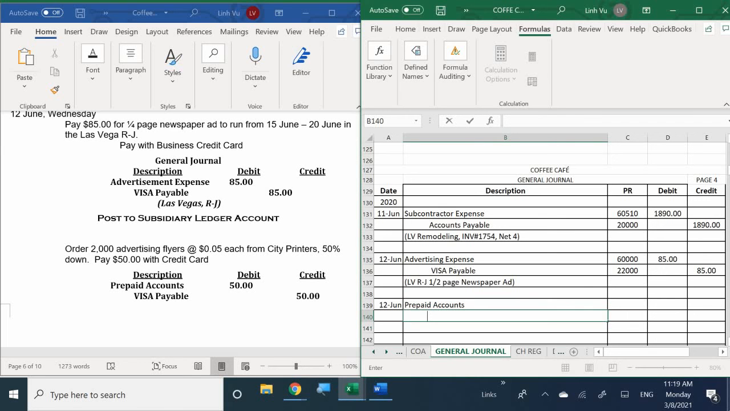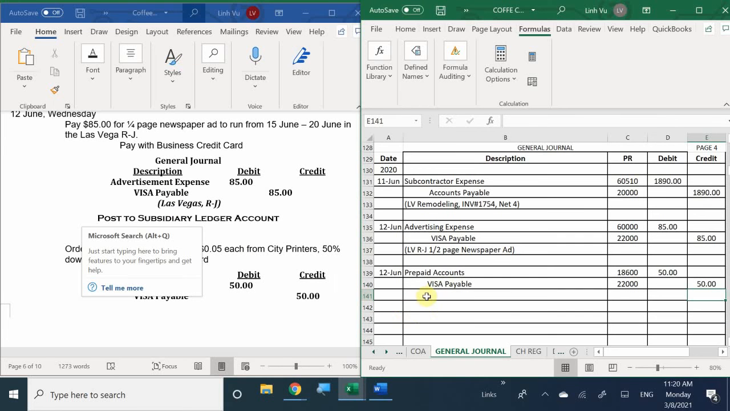And I'm going to go ahead and credit my Visa credit card because I use my Visa credit card to pay. Okay, so what is my prepaid accounts account number? 18600. And what's my Visa payable? Good. All right, and how much am I charging my credit card for? $50. Good. Right? $50.